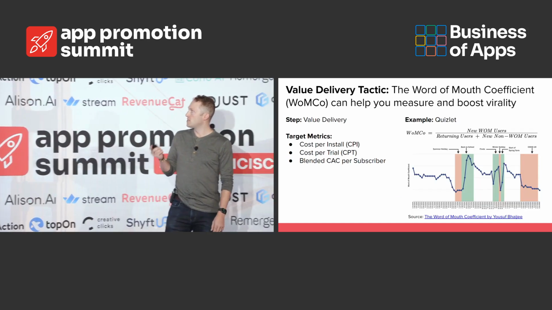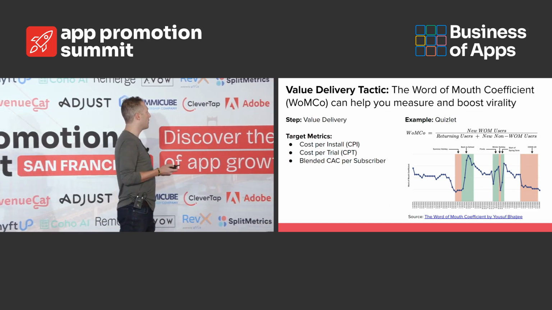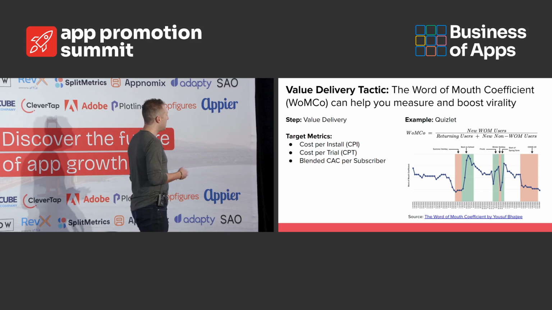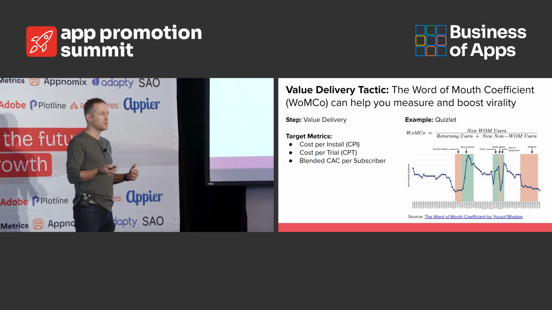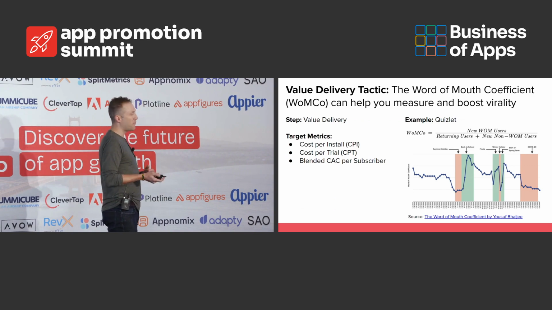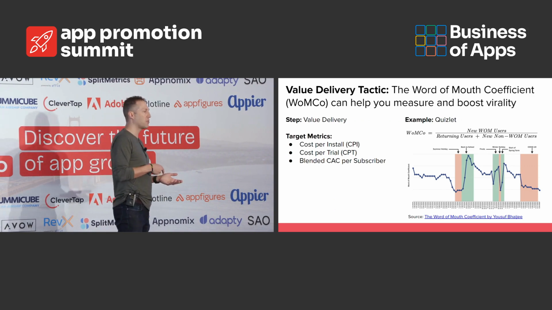Number 2 is value delivery. So this is the word of mouth coefficient. Many of you are probably familiar with Net Promoter Score, NPS. And NPS is a great metric. You know, on a scale from 0 to 10, how likely would you be to recommend this product to a friend or colleague? That's a helpful starting point, but it doesn't actually tell you how much virality is happening on your platform.